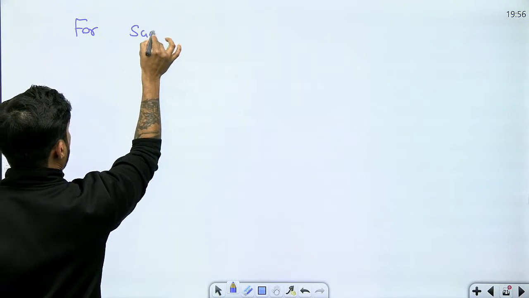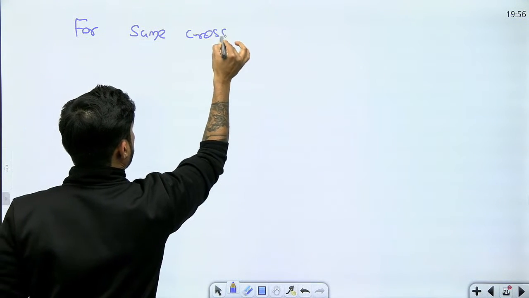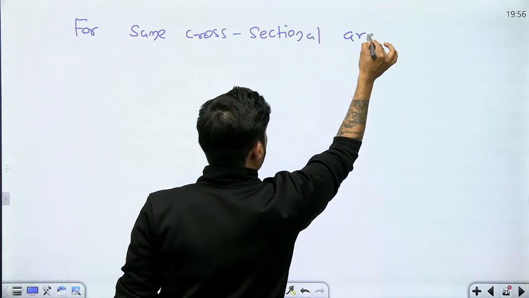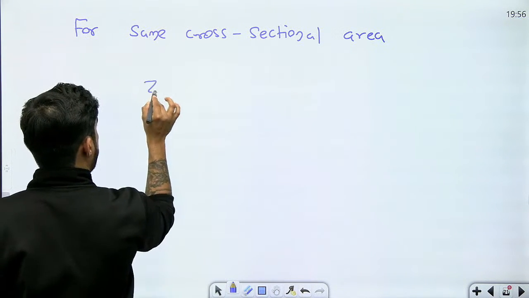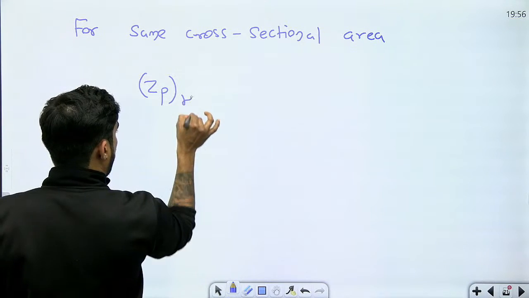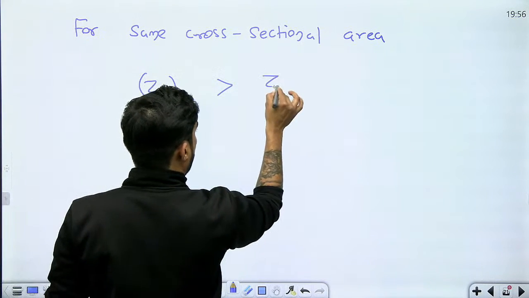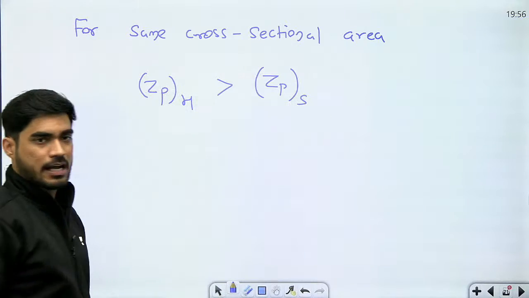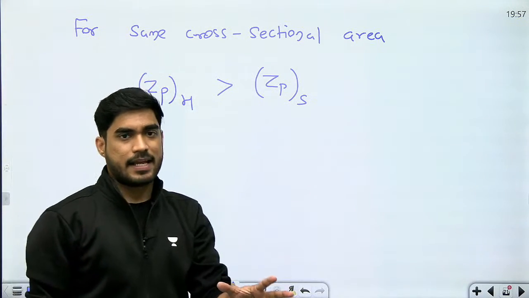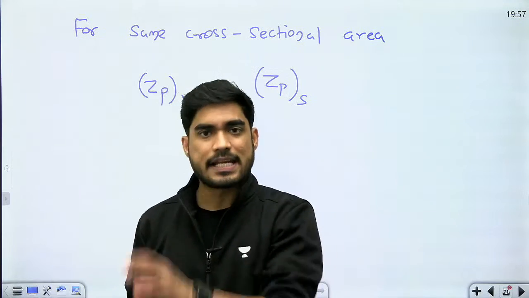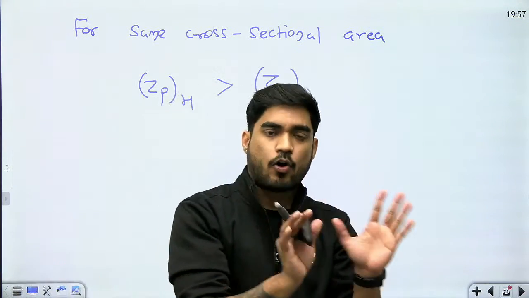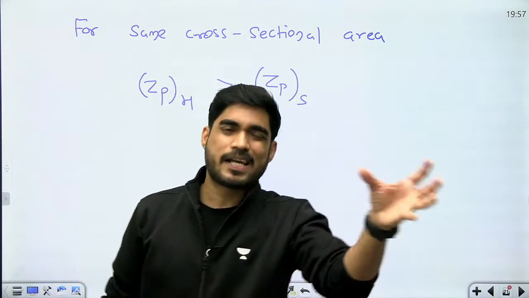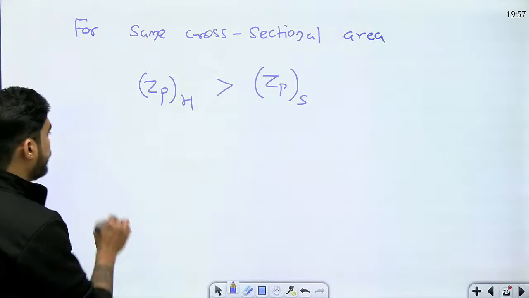For the same cross sectional area, ZP of a hollow shaft will always be greater than or equal to ZP of a solid shaft. If the area is the same, meaning the total area of a solid shaft and a hollow shaft is the same, then beta, ZP of the hollow shaft will always be greater than ZP of the solid shaft.